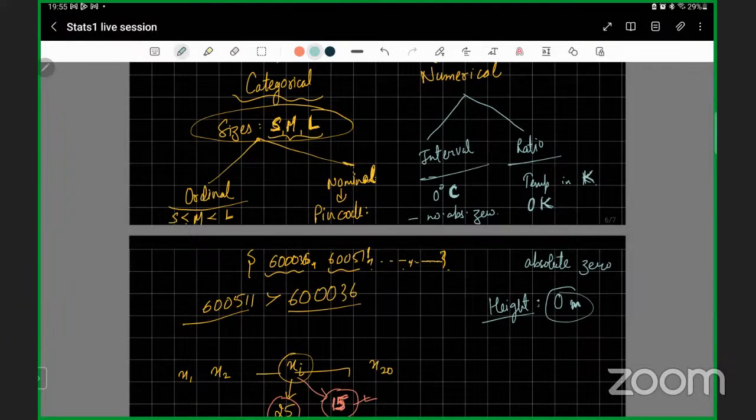I mean, the last line is still not clear, ma'am. Sorry. If you are able to say that for this variable the absolute zero makes sense, then put that into ratio scale of measurement. But if the absolute zero does not make sense for a variable, that goes into interval scale. Okay. Got it, ma'am. All right.